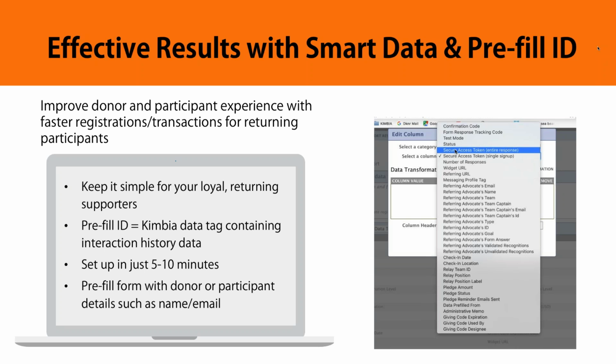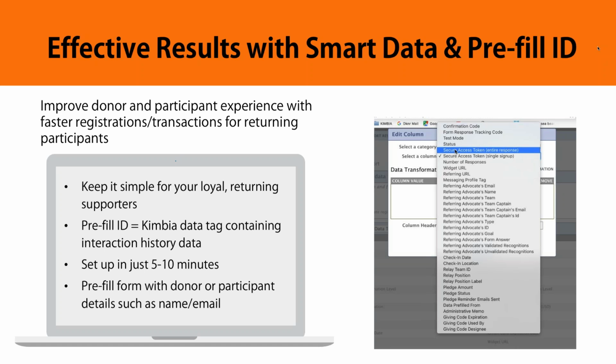What you can do using email marketing best practices and pre-fill ID information is tack on this Kimbia pre-fill ID tag to links you send out in emails. Then when that person gets the email saying, hey, our walk registration is open for 2016, go register, they click on that and it pre-populates their information that we already have on file for them. So it just takes away some of the extra steps that people have to do.